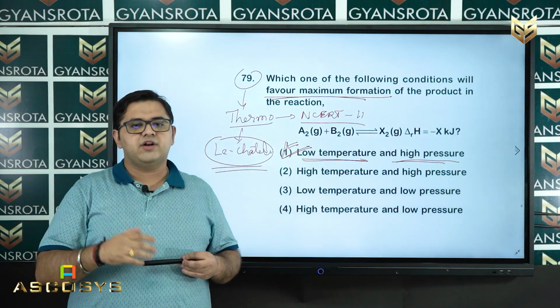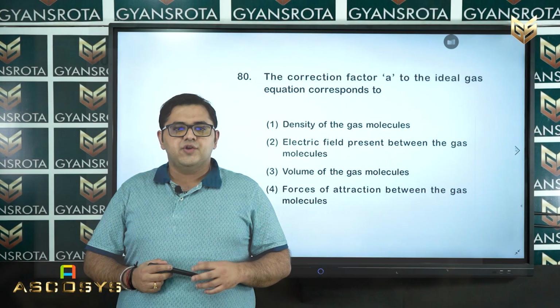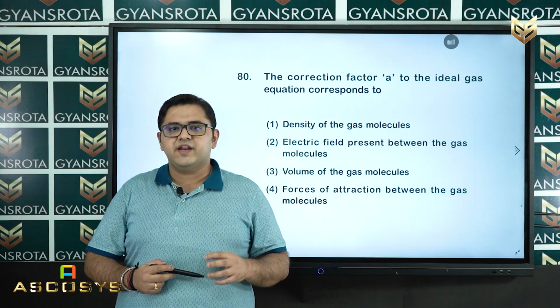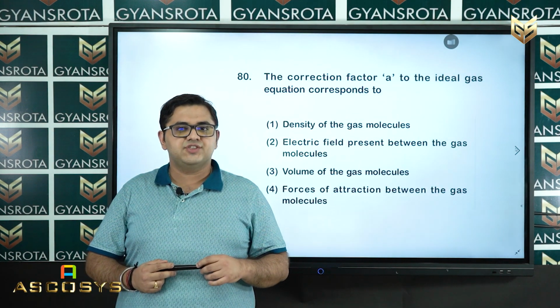Now, we are moving to another question, that is question number 80. Question number 80 is on the screen. The correction factor A to the ideal gas equation corresponds to. This question is related to your states of matter chapter of class 11.